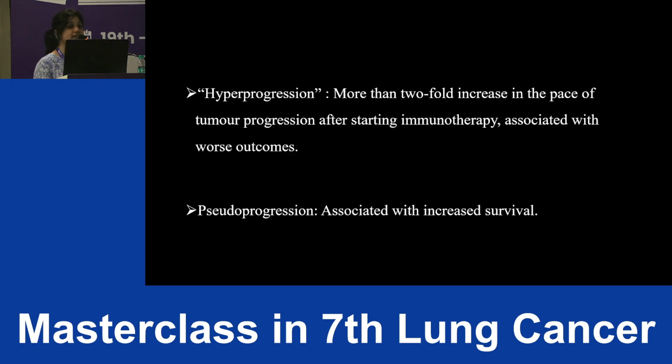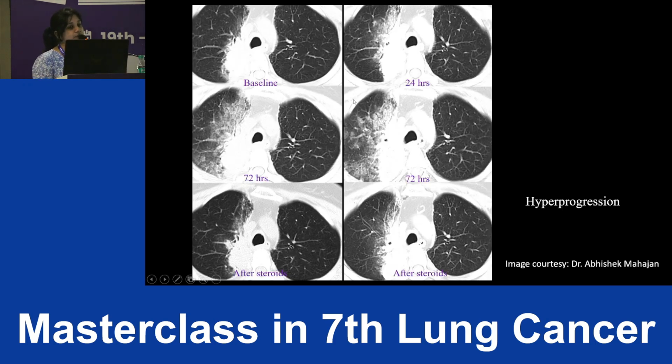Now there is something called hyperprogression. Hyperprogression is when there is more than a twofold increase in the pace of tumor progression after starting immunotherapy, and this is associated with worse outcomes, whereas pseudoprogression is associated with increased survival. Now here is an example of a hyperprogression.